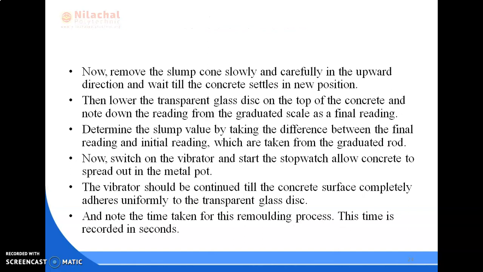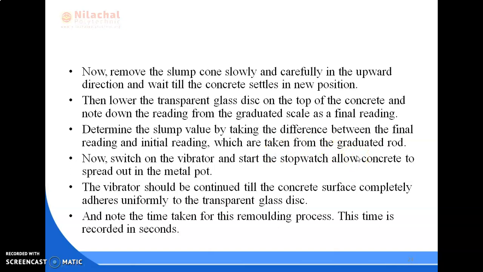After that, we have to remove the slump cone slowly and carefully in the upward direction and wait till the concrete settles in its new position. Then lower the transparent glass disc on the top of the concrete and note down the reading from the graduated scale as a final reading. Determine the slump value by taking the difference between the final reading and initial reading, using the graduated rod.